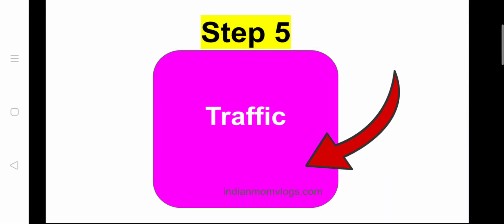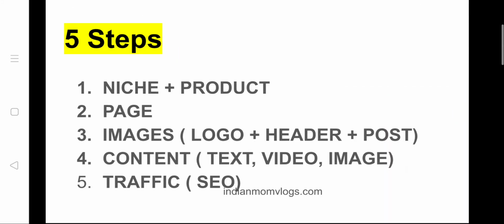So we covered traffic. So the steps were: step 1, pick a niche and a product; step 2, create the page; step 3, create images, so logo, header, and the post images. If your post has images, it gets seen, visibility is much better. Then what we talked about, step 5, that is the types of content: text, video, image content, audio content can also be shared. Anything can be shared as long as it is within the Facebook terms and conditions. And next was, we saw how to get traffic.